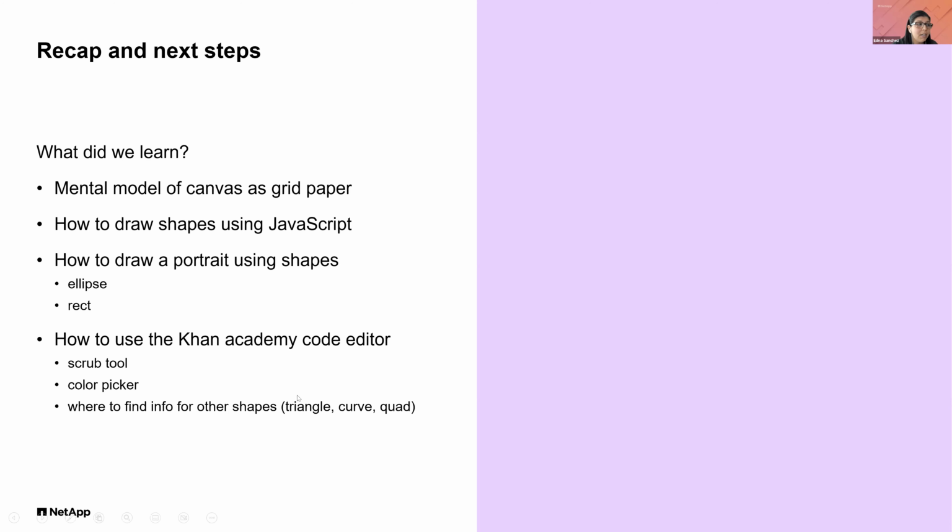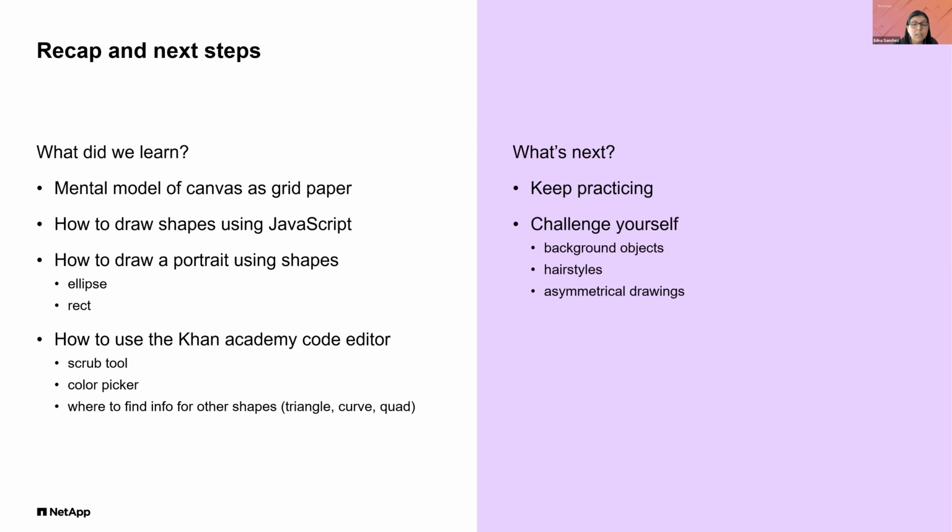If you like the session and you want to do more with what we learned, you might be wondering what's next. The first thing I can say is you can keep practicing. You can do this by making changes to the drawing we made today, and try to improve it. And along those lines, you could challenge yourself. Maybe think of what objects you could draw in the background, or try different hairstyles. Maybe you don't want your face to be looking straight ahead, but maybe it's looking up and to the side a little bit. That could be a way to challenge yourself.